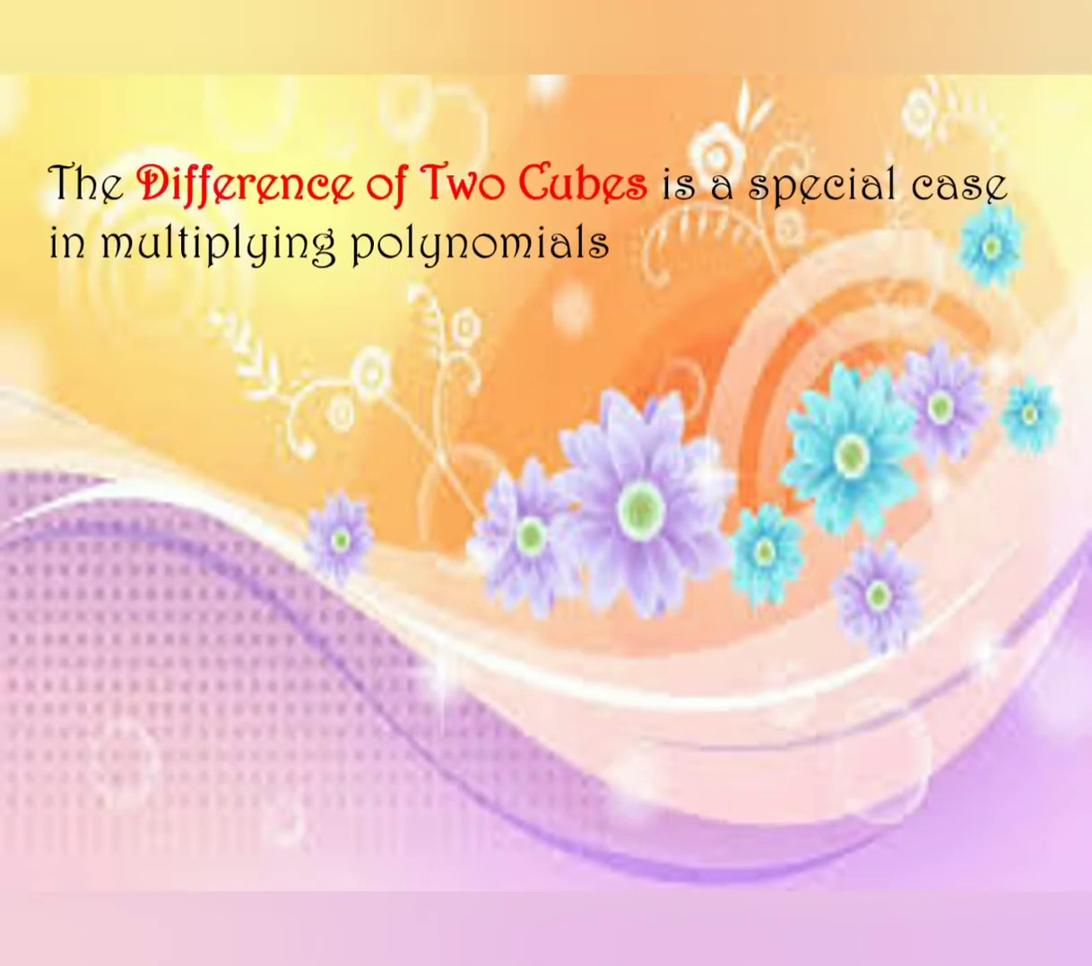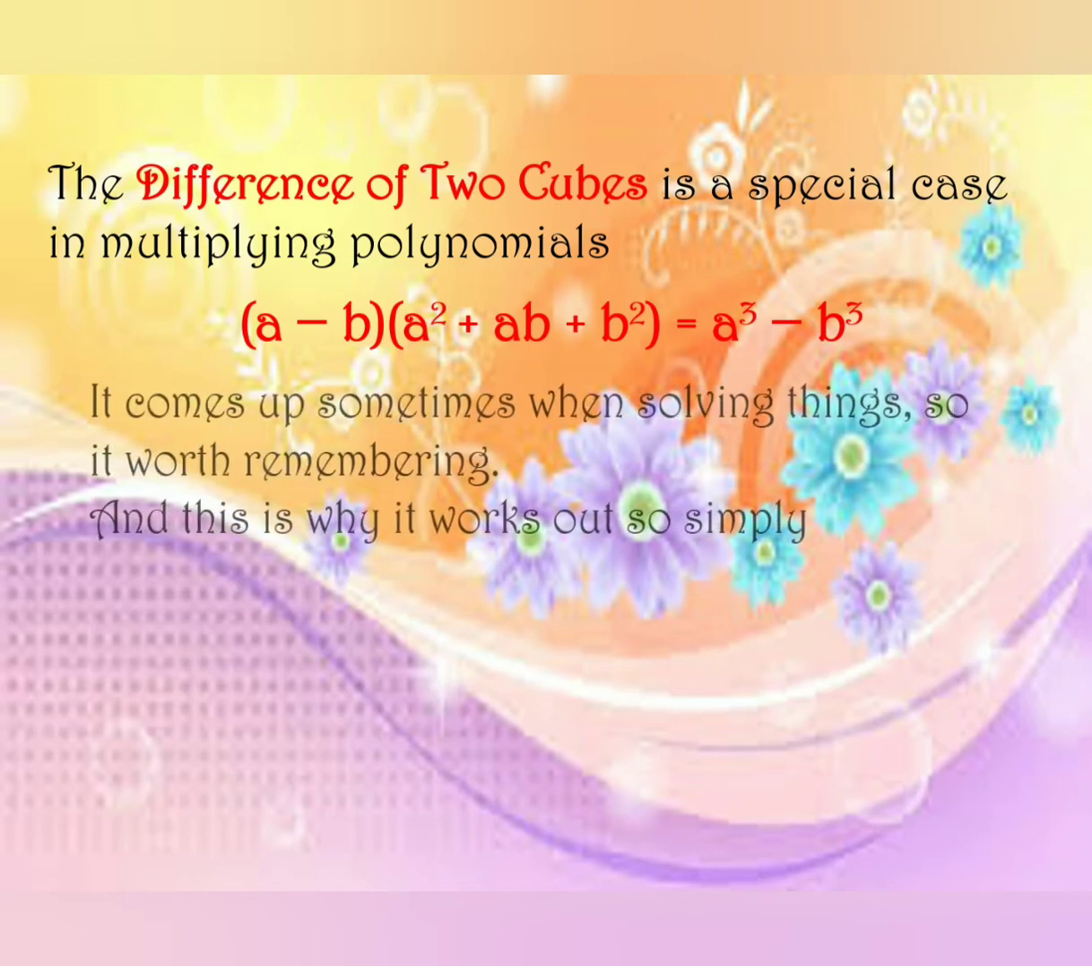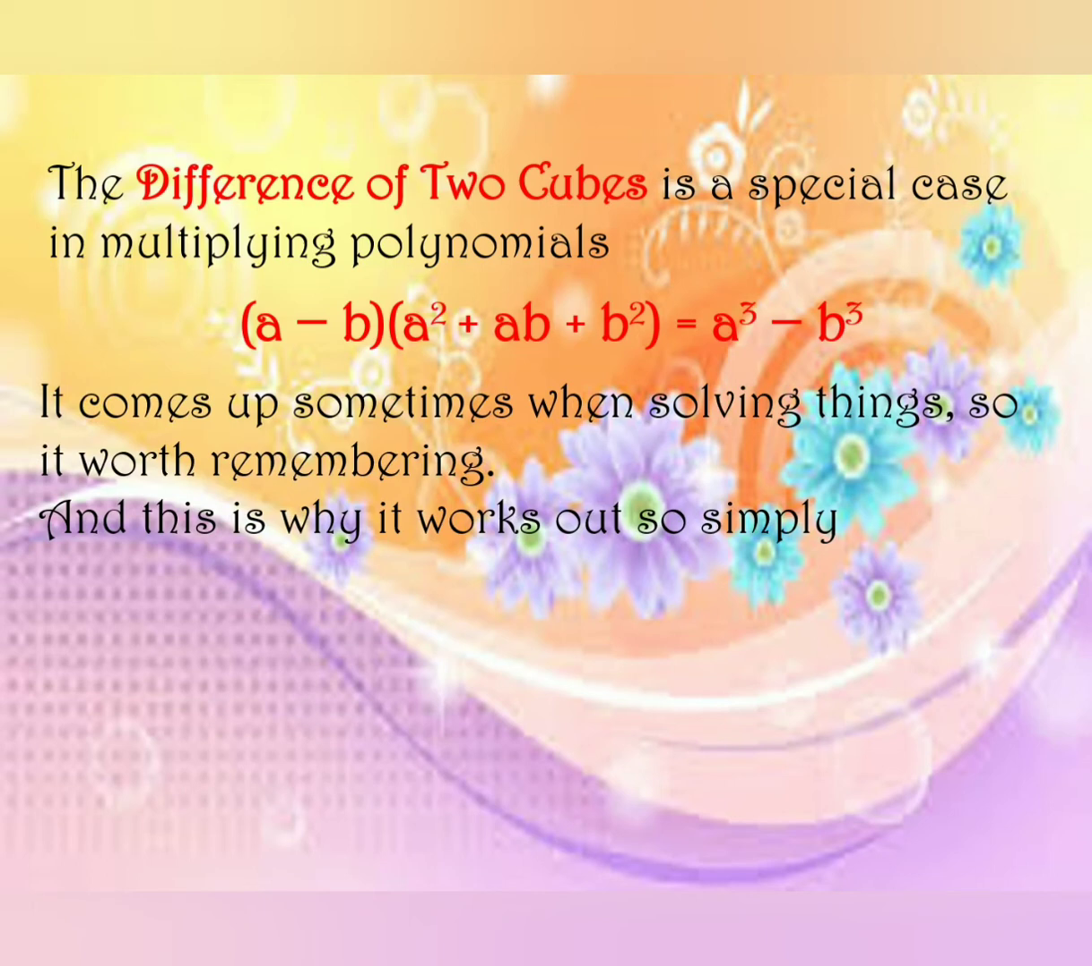The difference of two cubes is a special case in multiplying polynomials. Quantity a minus b times quantity a squared plus ab plus b squared equals a cubed minus b cubed. It comes up sometimes when solving things, so it's worth remembering. And this is why it works out so simply.